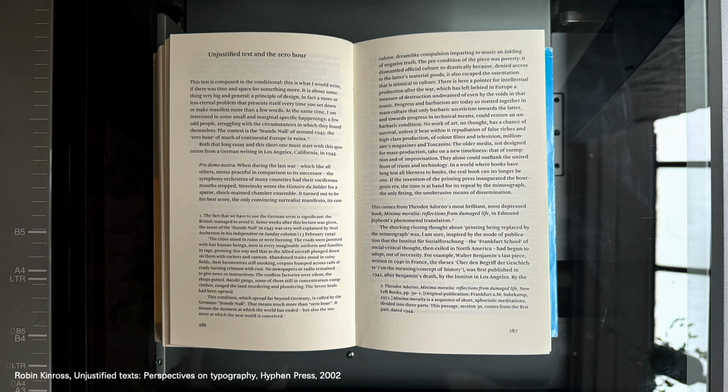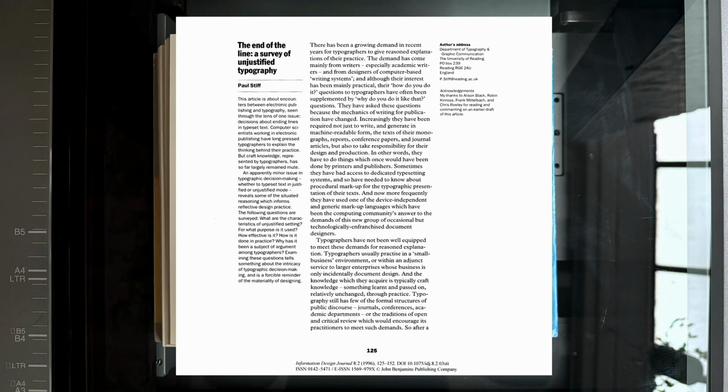The history, the social, political, and theoretical aspects of unjustified setting versus justified setting has been really well covered in part by Robin Kinross in Unjustified Text and the Zero Hour, which was originally published in Information Design Journal, but was reprinted in his book Unjustified Texts. And also by Paul Stiff, with his brilliant essay, The End of the Line: A Survey of Unjustified Typography, which is in Information Design Journal from 1996.